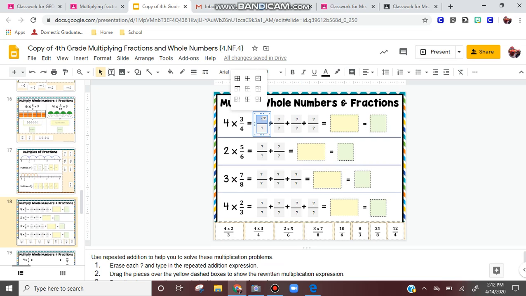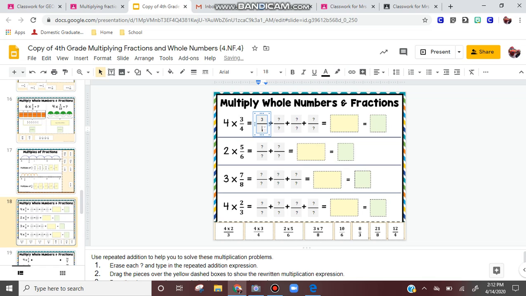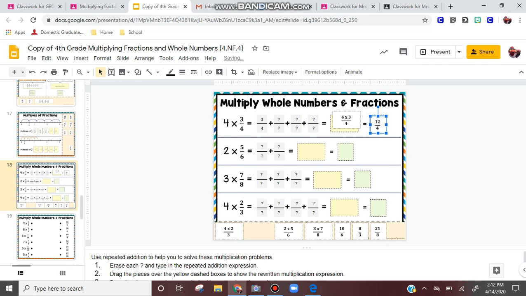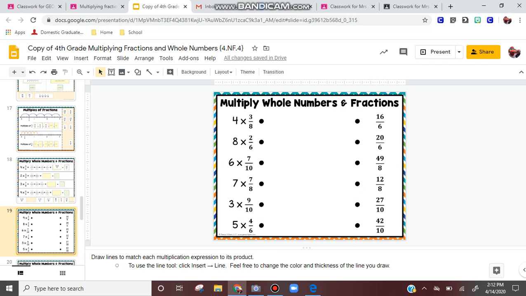So this would be 3/4 3 times. 4 times, goodness. So you would do 3/4 here 4 times, which would be the same as 4 times 3 over 4. So that would go here. And then your answer would be 12/4. And we drag it and we drop it. Another arrow one. So you have to find the answer. So 4 times 3 is 12.